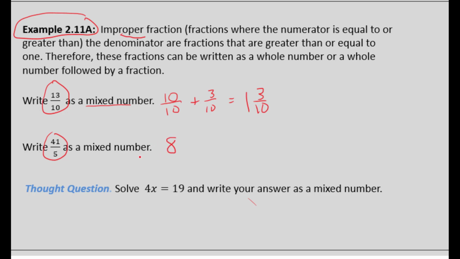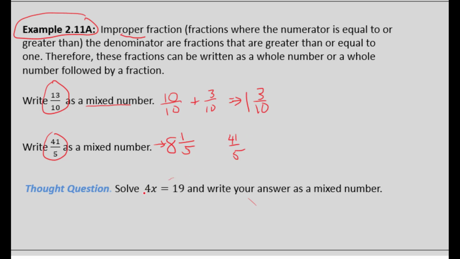8 wholes, and that would use up 40 of the 41s, and I would have 1/5 left. And you can go the other way and say 8 times 5 is 40 plus 1 is 41 over 5. But we're just going this way. And there's 2 examples of how to do that.